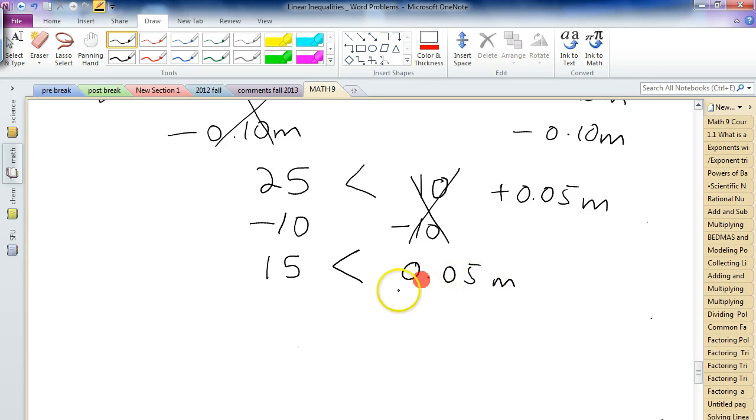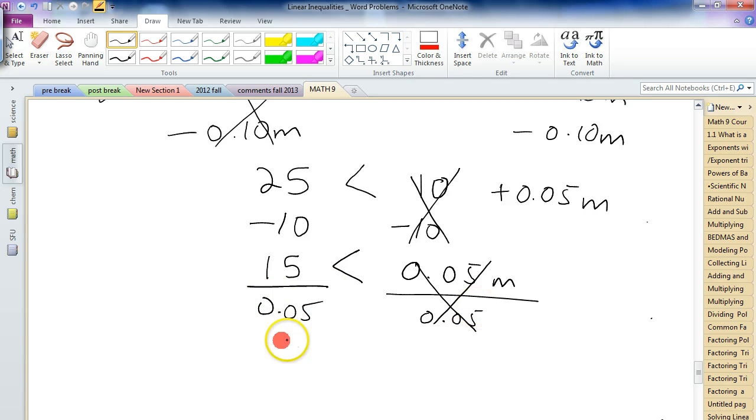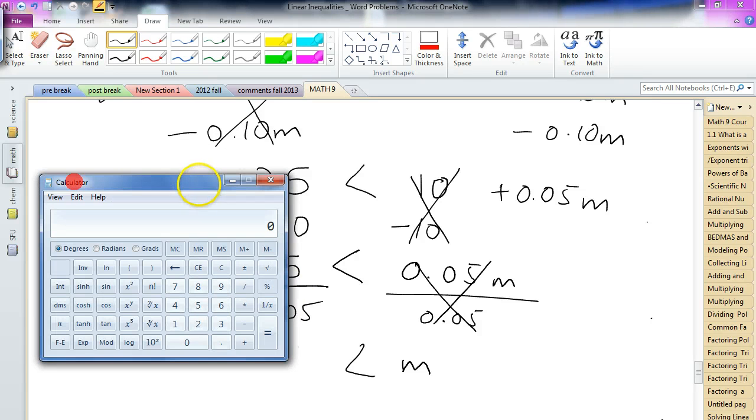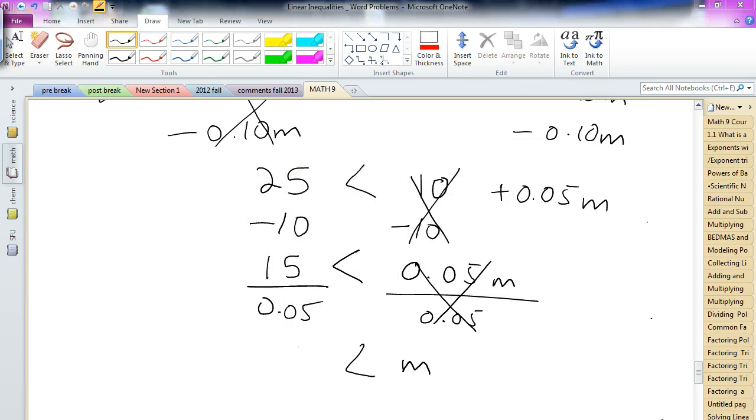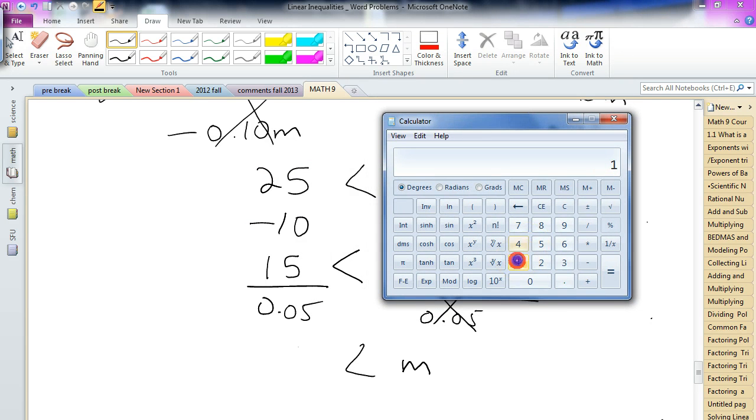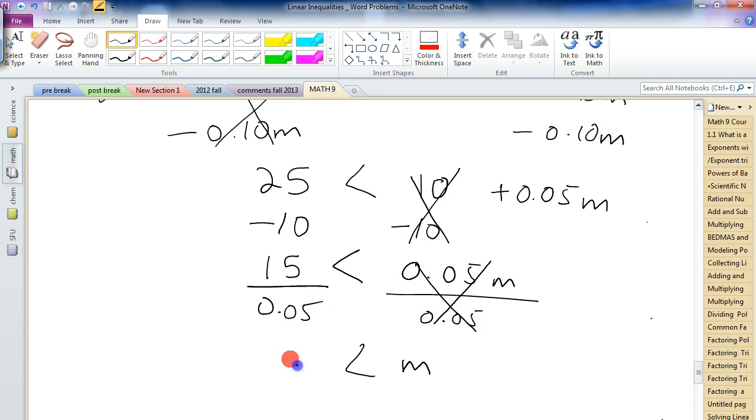How do you get rid of this? It's multiplying, so divide by 0.05, divide by 0.05, the 0.05s are gone, you're left with M being 15 divided by 0.05. Which, trust me, use a calculator. Well, here, I'll do it for you. 15 divided by 0.05 is 300 minutes.